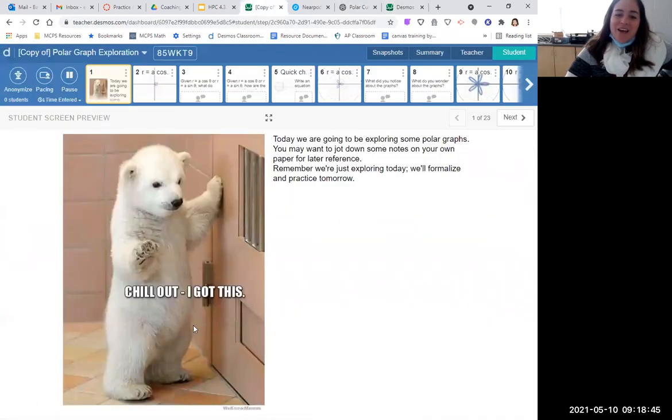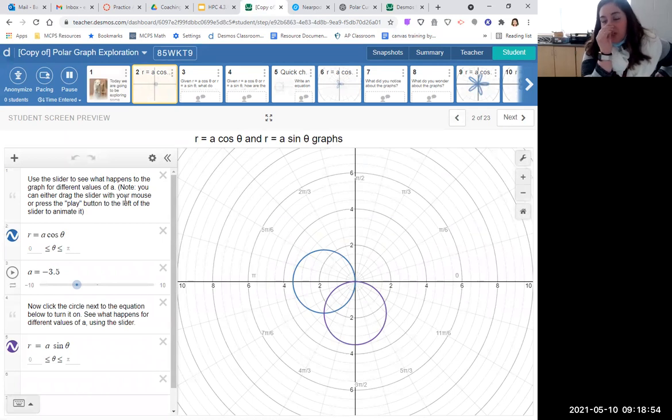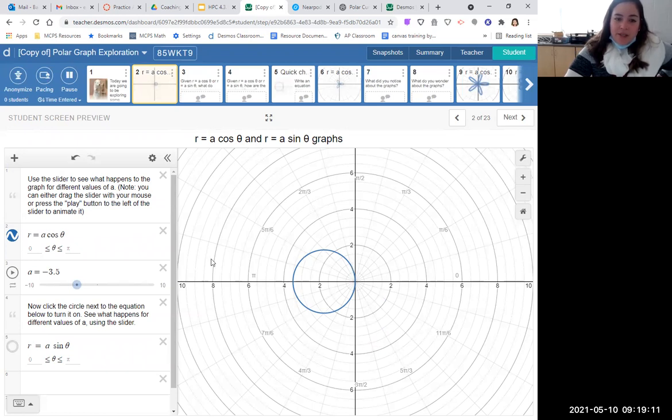Here it is. So polar curves, I'm going to go through this pretty quickly because if you are watching this, you're not exploring it. You might want to pause the video and send me an email to send you a student pace link. But the first slide has R equals A cosine theta and R equals A sine theta, right? So first we're going to just look at A cosine theta.